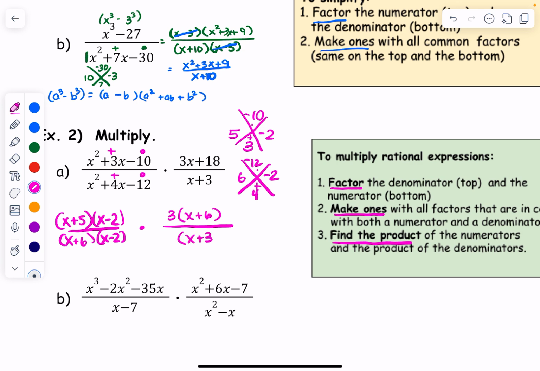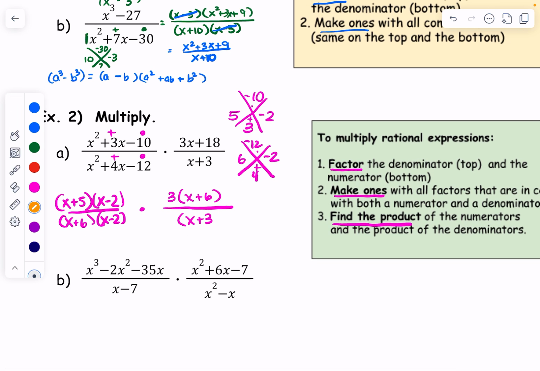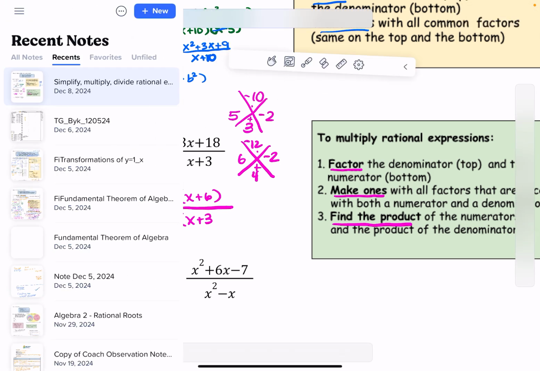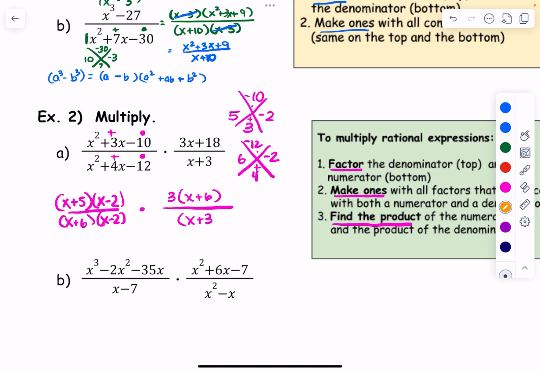Okay, now when we make ones, we're going to be able to do it with any top, with any bottom. So what I'm going to do is look at the top only first. So when I look at the top, I'm going to first look at x plus 5. Do I have an x plus 5 on the bottom? No, I do not. Okay, so then I go to the next factor. Do I have an x minus 2 on any of the denominators? And the answer is yes. So our x minus 2 will make a 1.